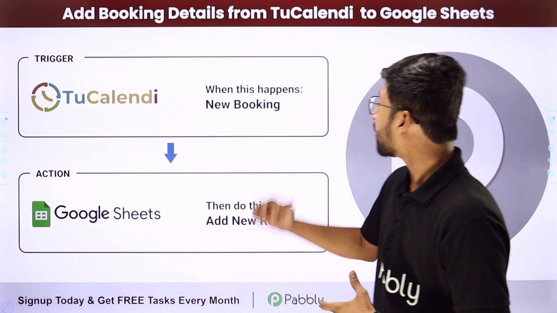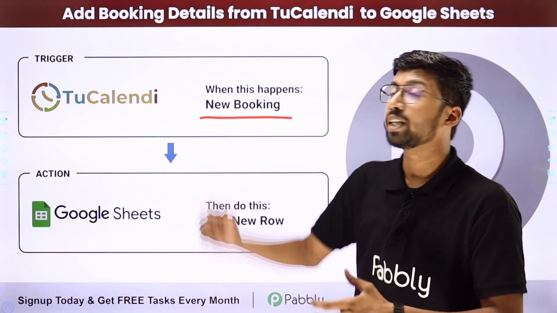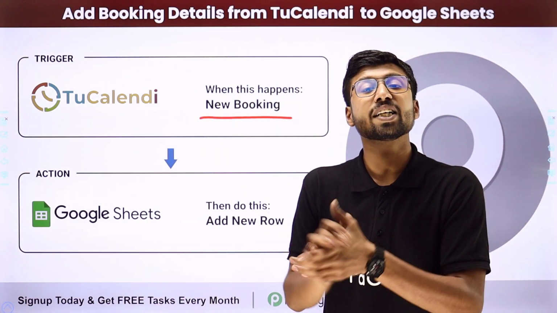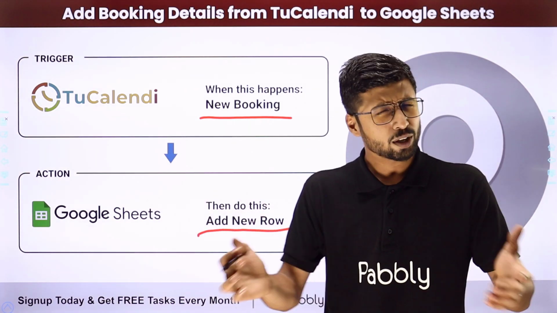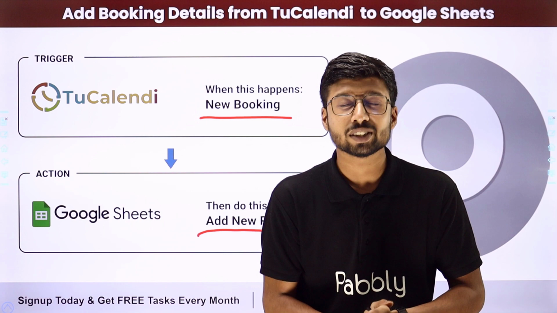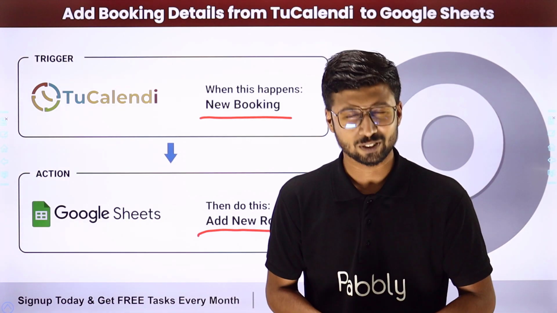So in this automation, whenever we receive a new booking in TuCalendi, the details of that exact same booking will automatically be added as a new row in Google Sheet. Now, if you want to know how you can set up this automation, you just have to come with me to my screen.